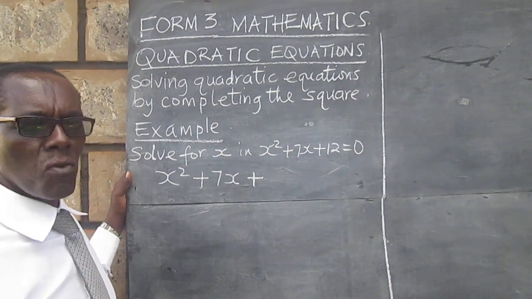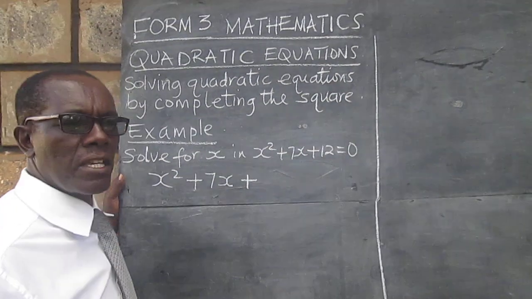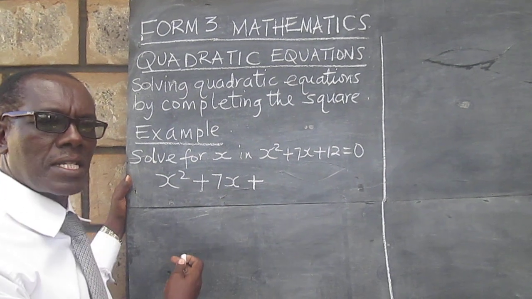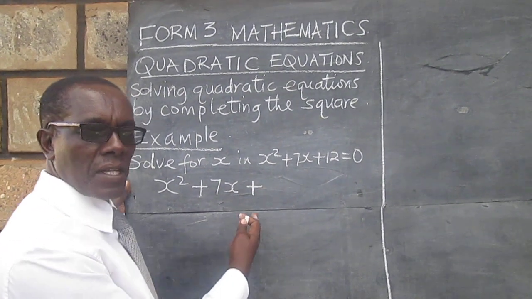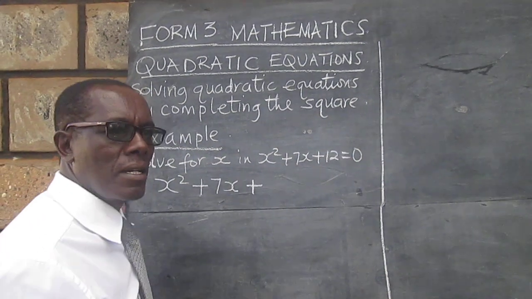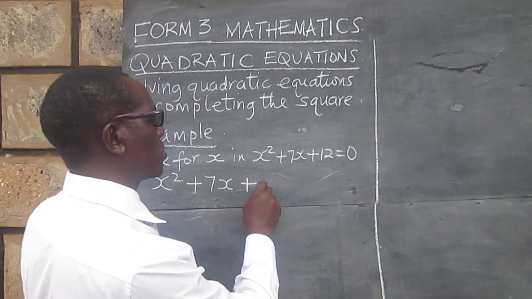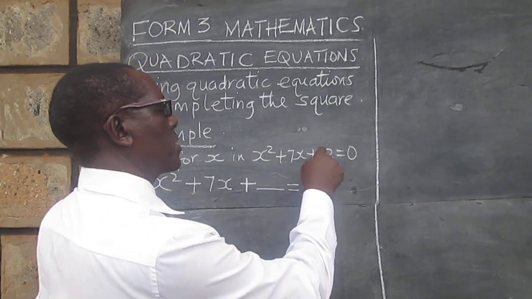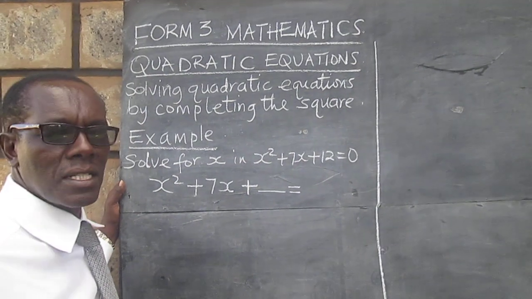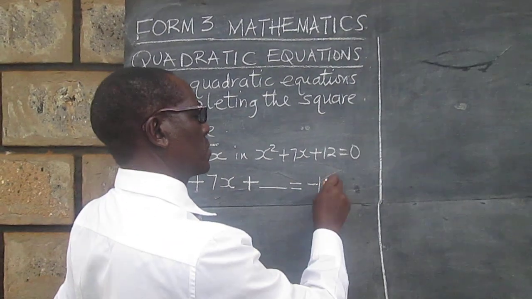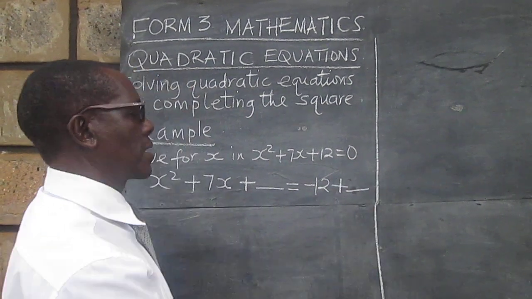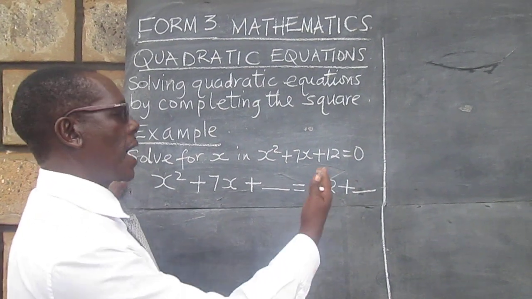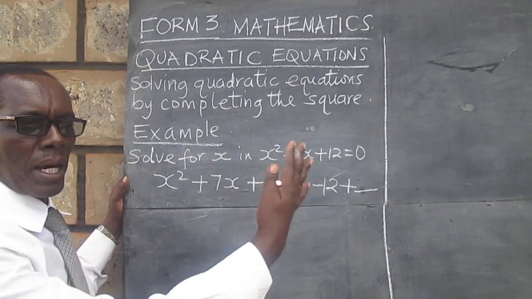So we are going to move 12 to the other side of the equal sign and complete the square on the left hand side, and whatever we add on the left hand side, we must make sure we also add on the right hand side. So 12, when it goes to the other side, is going to be minus 12. And what we add here to complete the square, we will also add on the other side to maintain the balance of the equation.